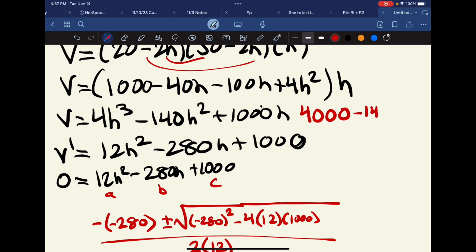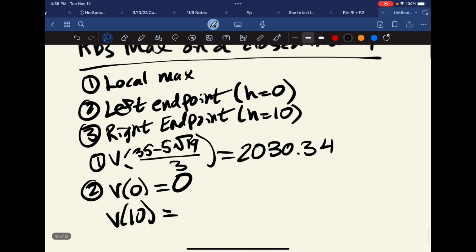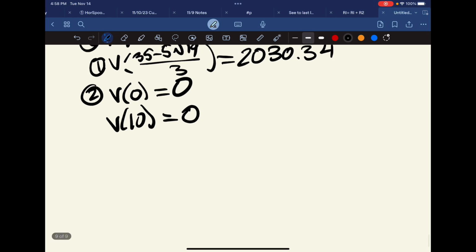Minus 140,000 plus 1,000 times 10. So this is all going to cancel out and we get 0. So then our v of 10 is going to be equal to 0.